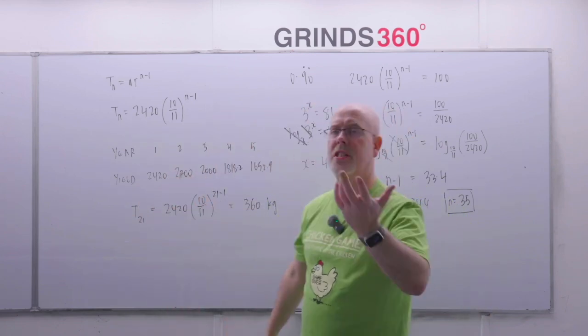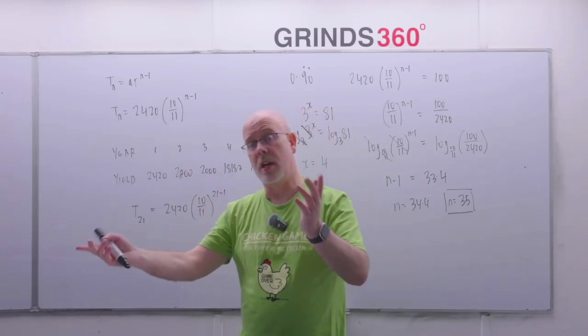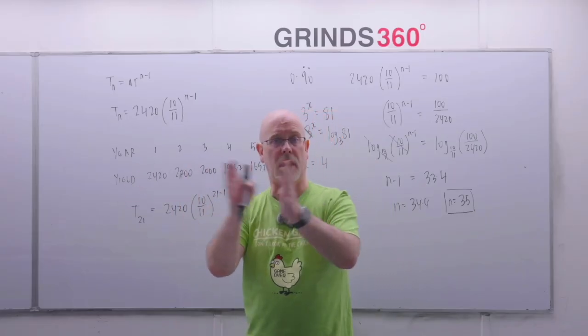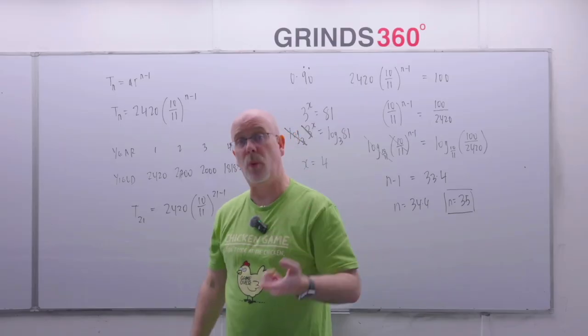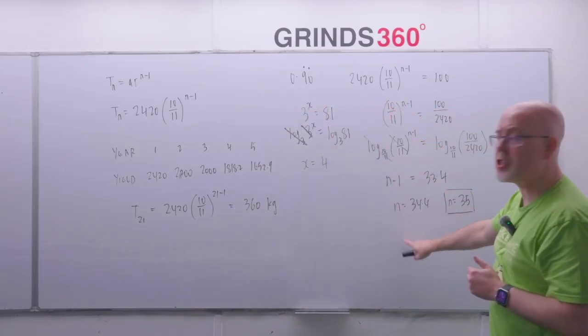So maybe if I try 20, I'm still above 100. I try 30, I'm still above 100. I try 40, I'm well below 100. So somewhere in between those two is the one I'm looking for. I can zone in on it that way. And if you do it that way, you will get full marks. It's not quite as random as it sounds, but to get there directly, you do it this way.